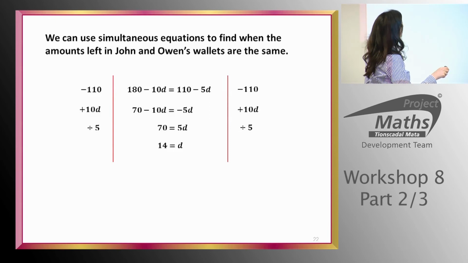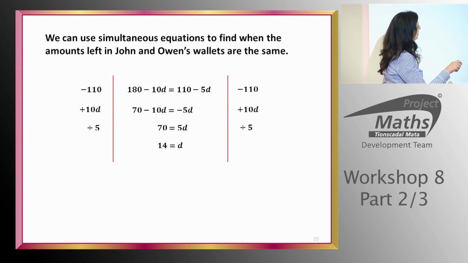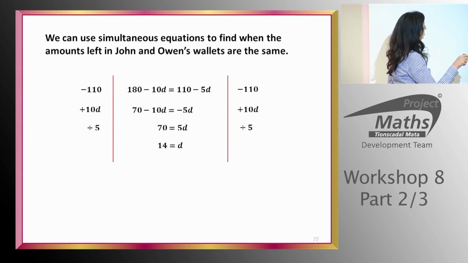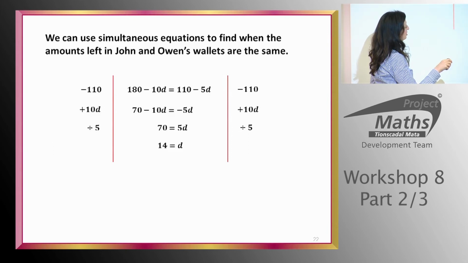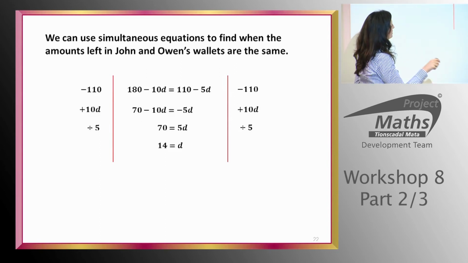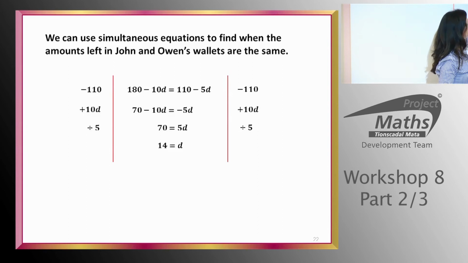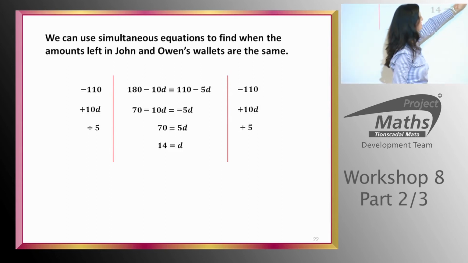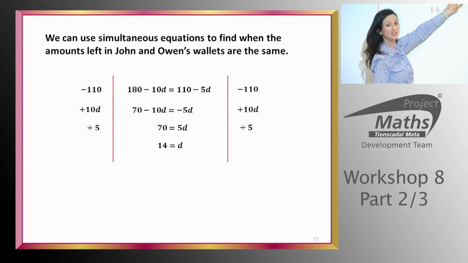So the first one here is we're going to try and sort out the 110. So we're going to subtract 110 from both sides, and that way we get rid of it from this side, and on this side 180 subtract 110 will be 70. So we've reduced our equation down by doing that. Then looking at the minus 10d, we're going to add 10d to both sides. Okay, so adding 10d to both sides, it gets rid of that on this side, and minus 5d add 10d is 5d. So now we're down to 70 equals 5d.